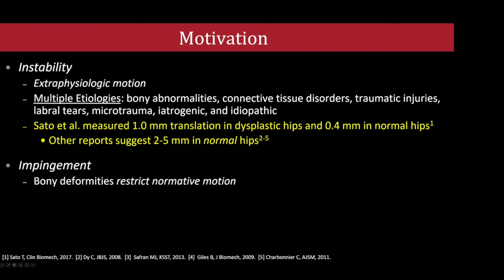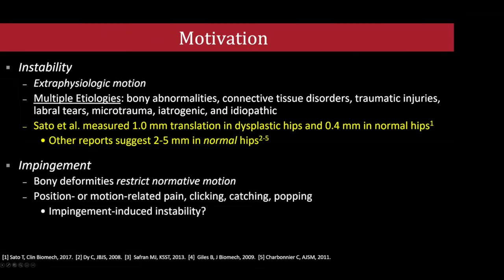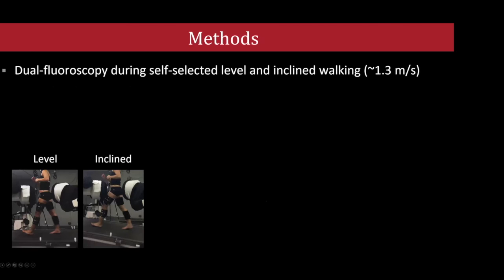Instability can be caused by impingement. We think of impingement as restricting normative motion, but based upon some of the clinical symptoms of motion-related pain, clicking, catching, and popping, there is some evidence that impingement does cause instability, but no prior studies have actually measured instability in patients with impingement. So that's what we set out to do, and we used the same data set as I talked about in the last study.